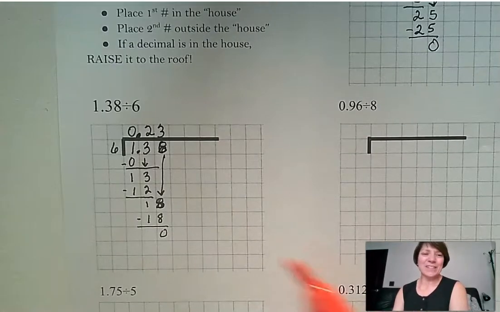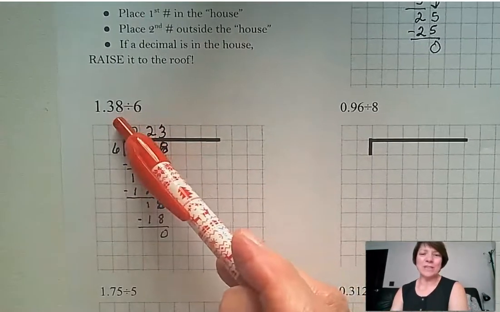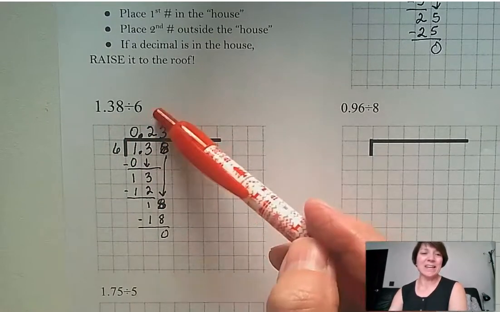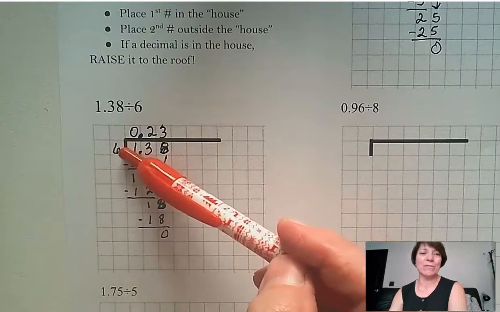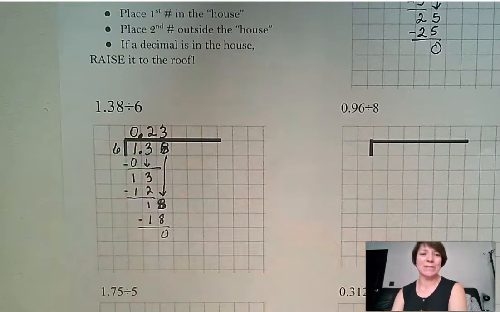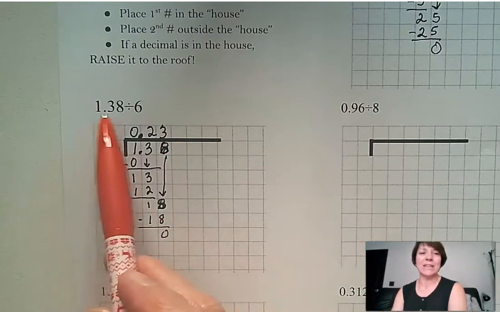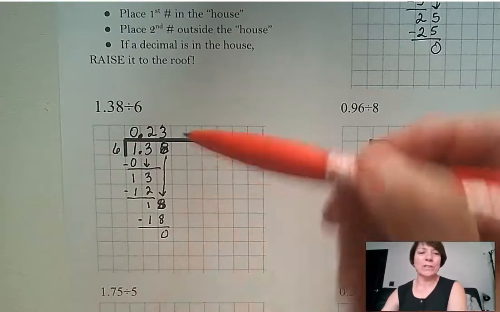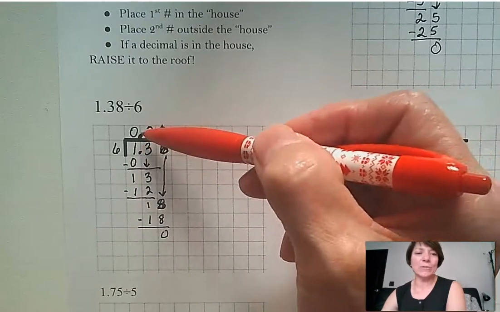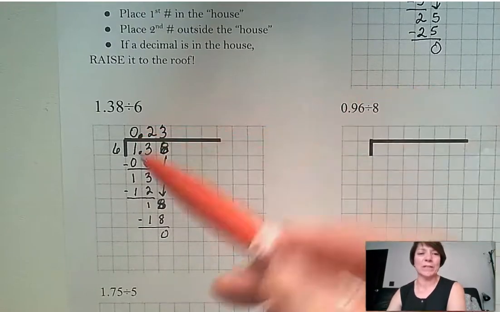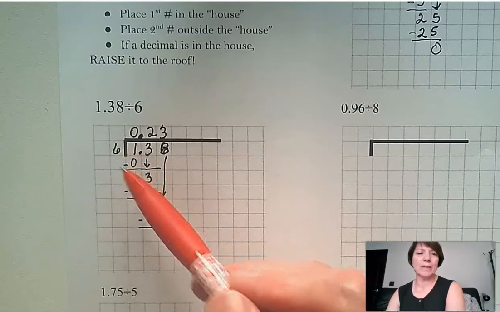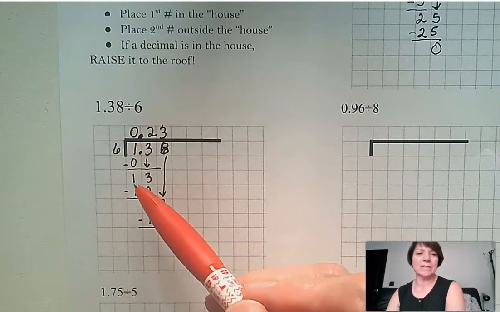All right, so let's look at this one. A couple of things to note. First of all, the lead number, the first number, goes inside the house, and the second number goes outside the house. We're dividing by 6, so the 6 goes outside the house, and we're dividing into 1 and 38/100ths, so that goes in the house. We're going to take that decimal and raise it to the roof, and then we can just forget about it, really. All right, so how many times will 6 go into 1? It goes into 1 0 times. We're going to multiply, and then we'll subtract.